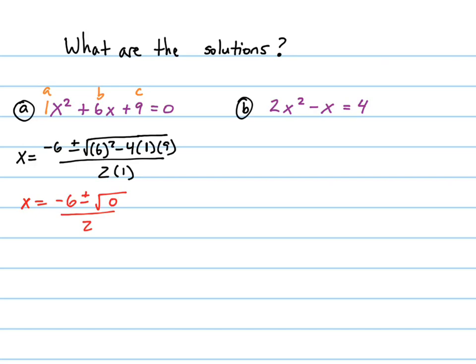And so now, essentially, this part of the problem doesn't even matter. So in reality, what we're left with here is x equals negative 6 over 2, which gives us a solution of negative 3.